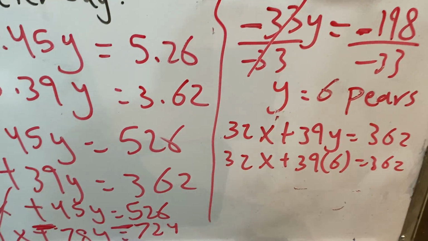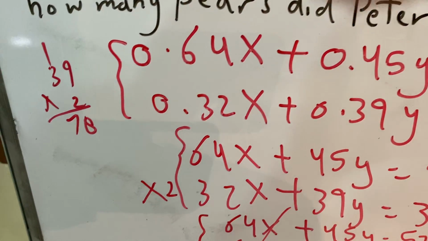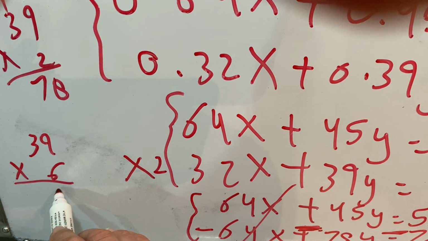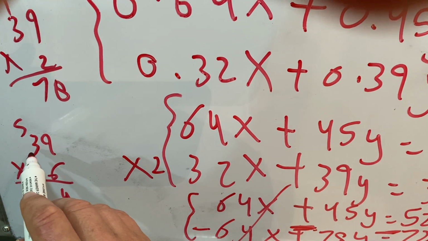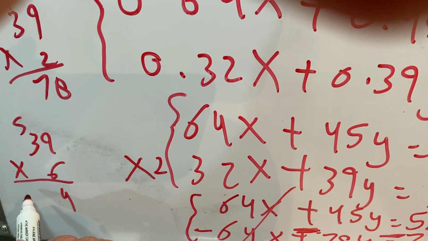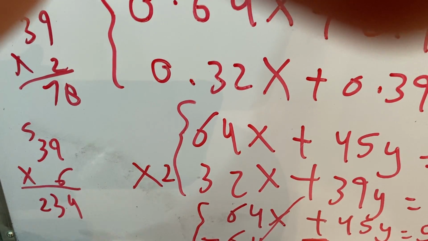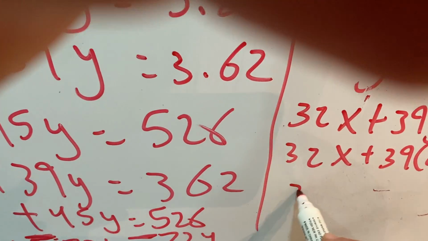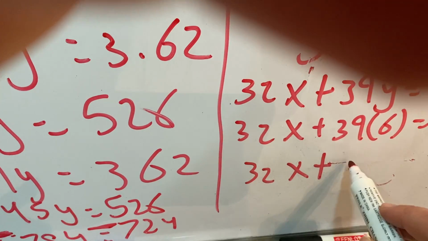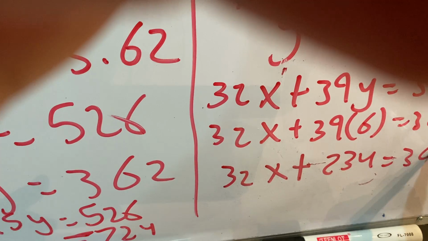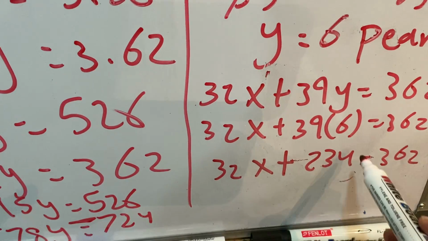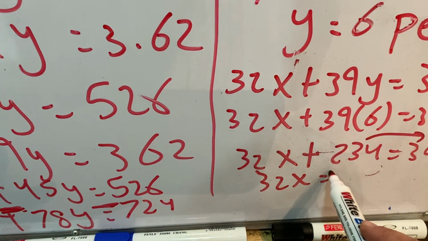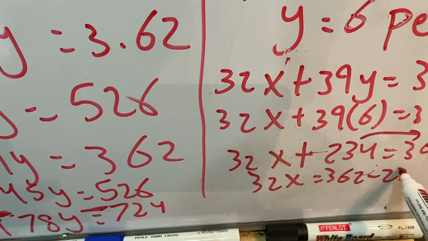Now 39 times 6 I have to multiply. So I will go and do it here, for example. 39 times 6. 6 times 9, which is 54. 6 times 3, 18. Plus 5 will give me 23. Now 234. So 32x plus 234 equal 362. Now I have to move this one to the other side to combine the like terms. So it will become 32x equal 362 minus 234.